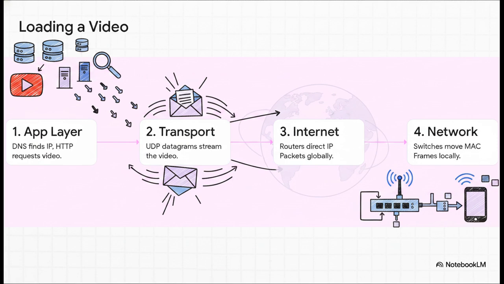Third, at the internet layer, global routers use IP addresses to direct these packets across entire continents. And finally, at the network access layer, local switches use MAC addresses to frame the data and send it over your physical Wi-Fi router directly into your phone. And the crazy part? This entire process happens in milliseconds.